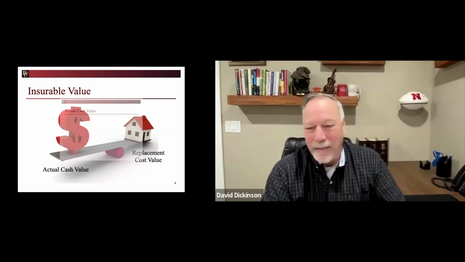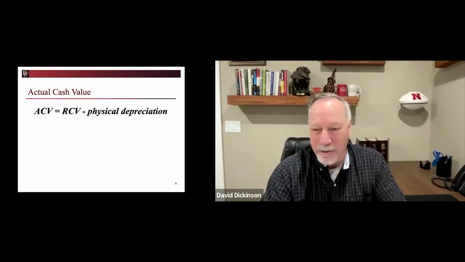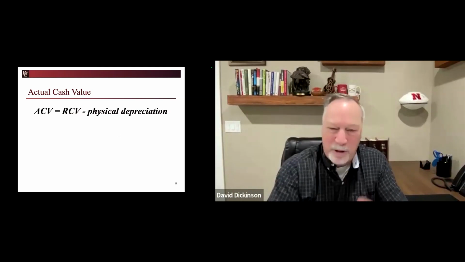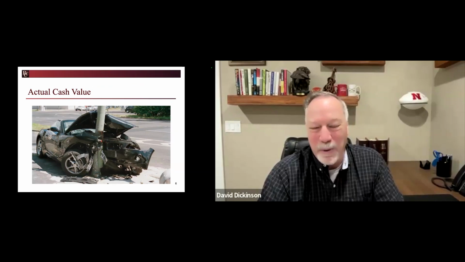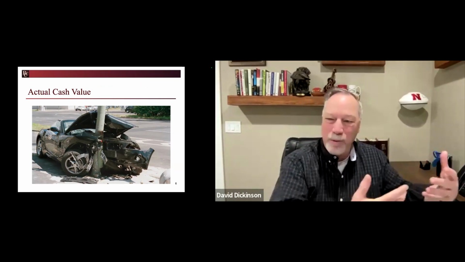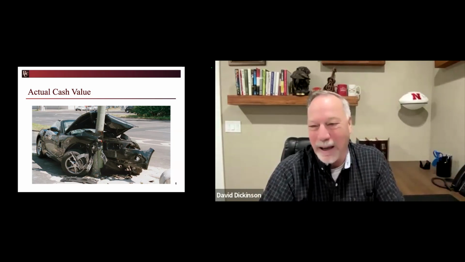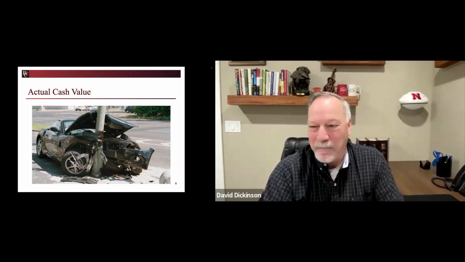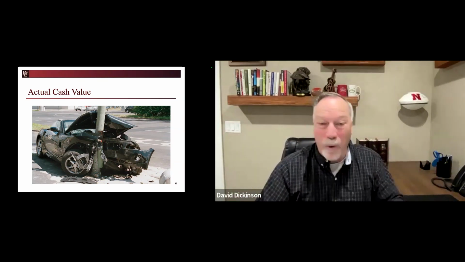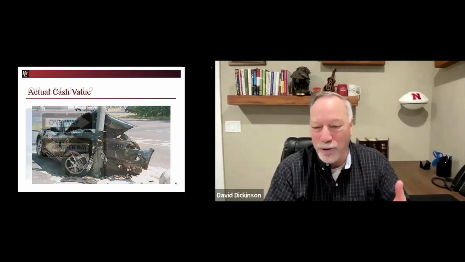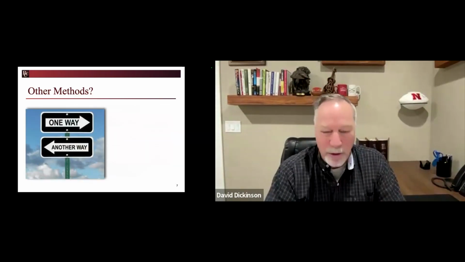And so the actual cash value, there's the legal definition of it. It's replacement cost minus physical depreciation. But I think I can do this in plain English. If you wreck your car, the insurance company writes you a check, not for a new car. They give you the value of what was remaining in that car before the wreck. That's really actual cash value. Now, most of our policies and the way we try to figure out what this thing is worth lies in those two. But there are other methods you can use.